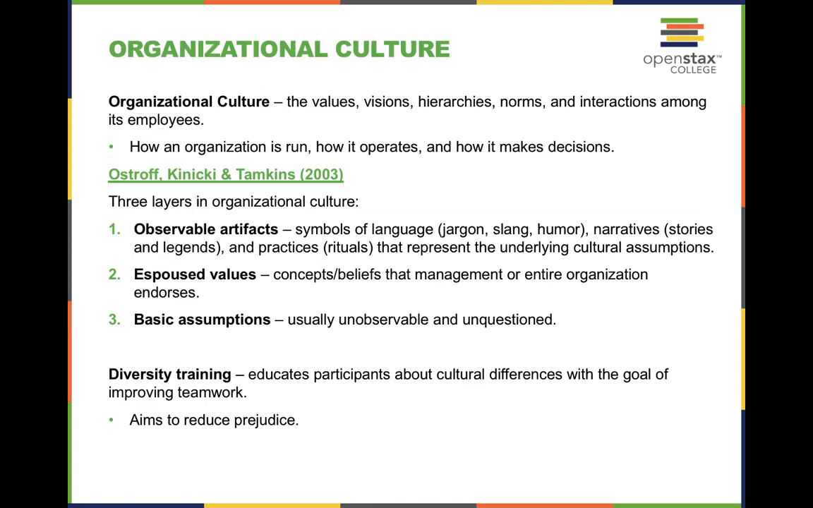Now, when it comes to organizational culture, this is defined as the values, visions, hierarchies, norms, and interactions among its employees, aka how an organization is run, how it operates, and how it makes decisions. Now, in 2003, there were a few individuals that identified three layers in organizational culture. This includes observable artifacts, symbols of language, narratives, and practices that represent the underlying cultural assumptions, espoused values, concepts/beliefs that management or the entire organization endorses. And finally, number three, basic assumptions, usually unobservable and unquestioned.